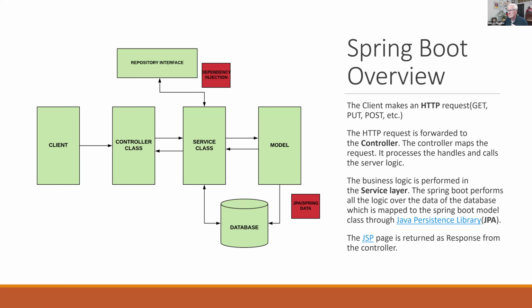Those requests are then sent down to the service class. This is your business logic. This is where I'm actually going to do something with that request that comes in. So the whole point of the controller class is to take that request and send it to the appropriate service in the architecture. That's how the Spring Boot thing works.